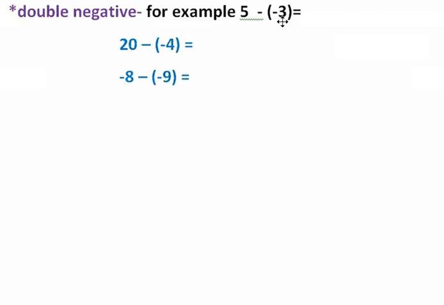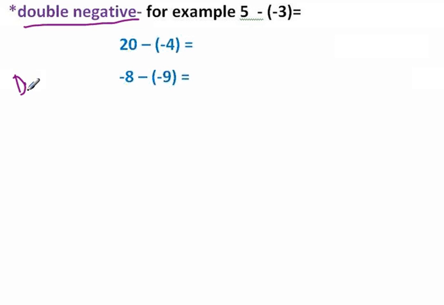So here's that last problem from the last page, and it was 5 take away -3. Now, this is called a double negative, and that happens in English as well. A double negative is when you use 2 words that mean something negative, like don't.